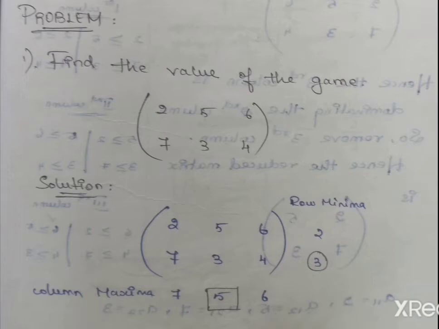Row minima. The first row is 2, 5, 6, so the minimum value is 2. The second row is 7, 3, 4, the minimum value is 3. Similarly, we do it column-wise. First column, 2 and 7, so the maximum is 7. Second column, 5 and 3, the maximum is 5. Third column, 6 and 4, so the maximum is 6.